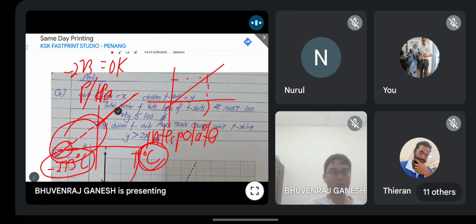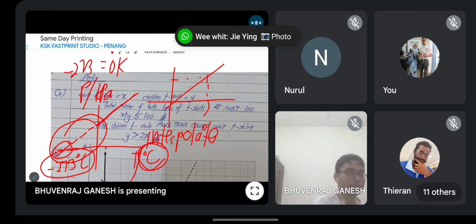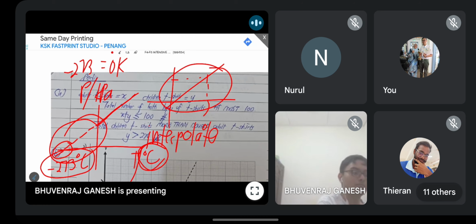Can you guys understand now the method? It means you extend your graph. That's why it's called extrapolate. Interpolate means inside the graph itself. Inter, you do something inside. Okay, guys, are you clear?